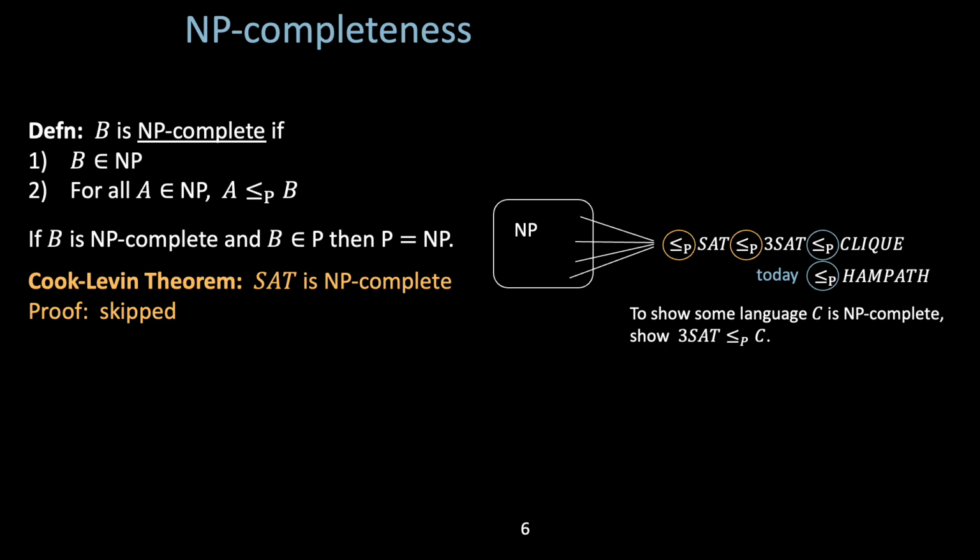As always, the thing that you need to take away from this class is definitions are important, so remember that the definition of NP complete requires two parts. B is in NP, and for all A in NP, A polytime reduces to B.